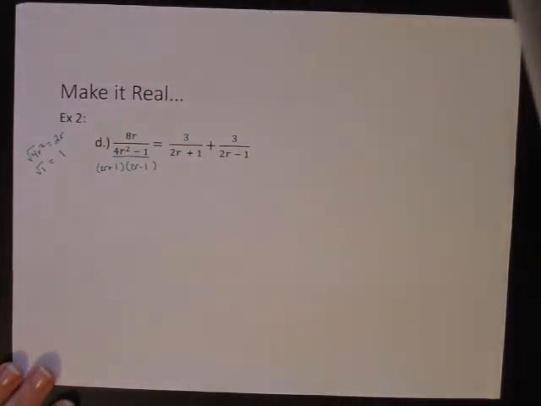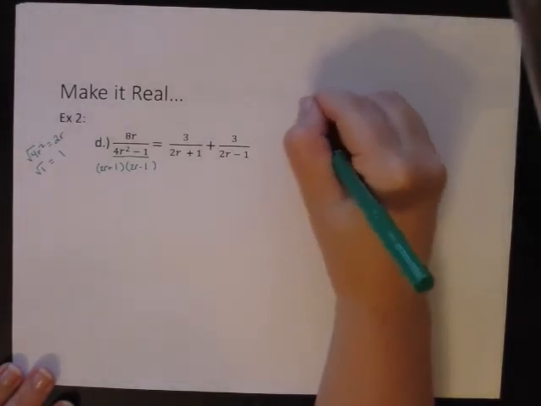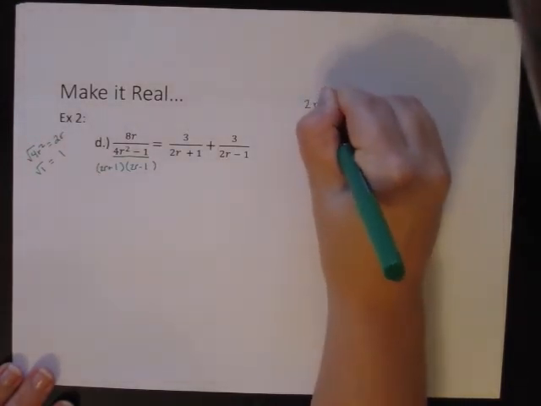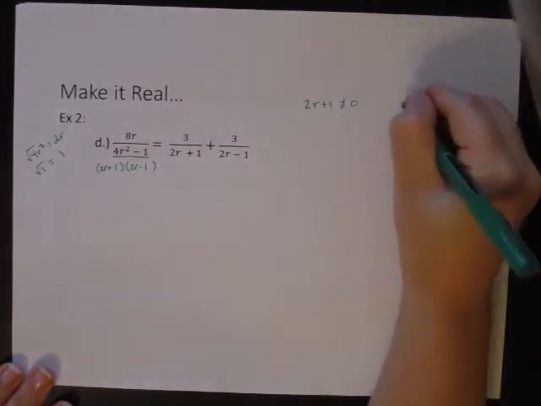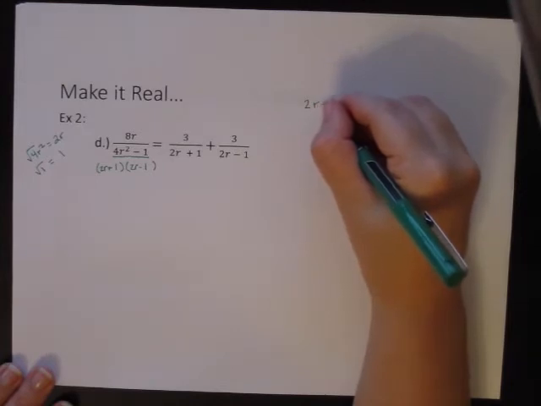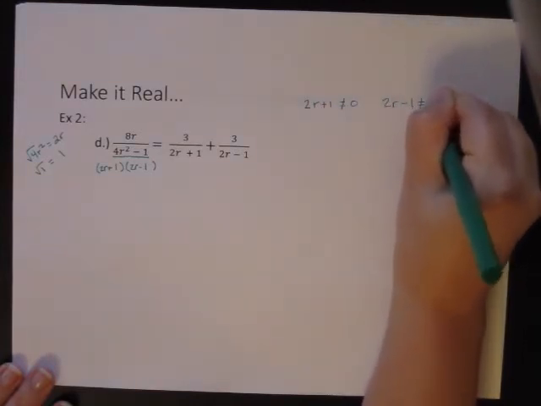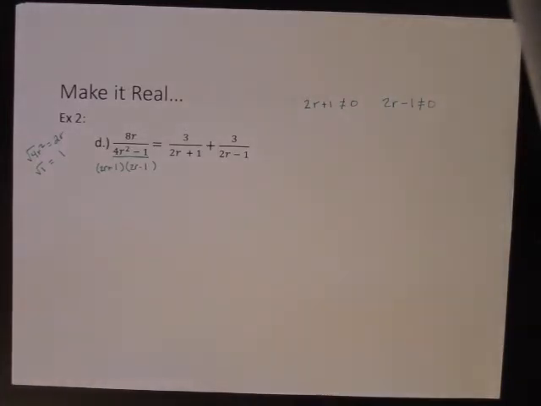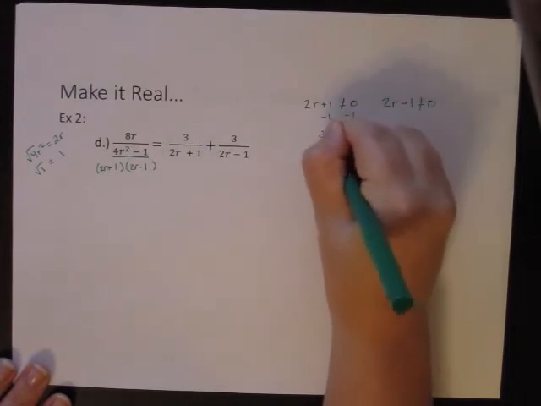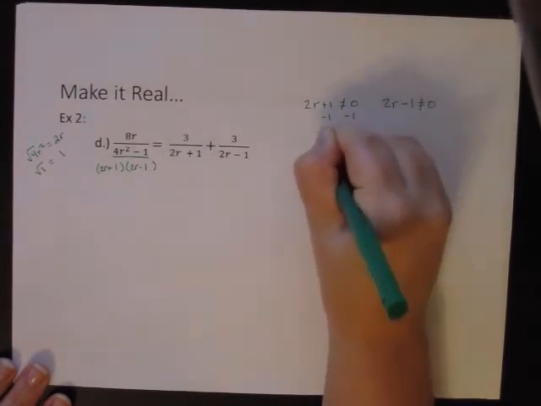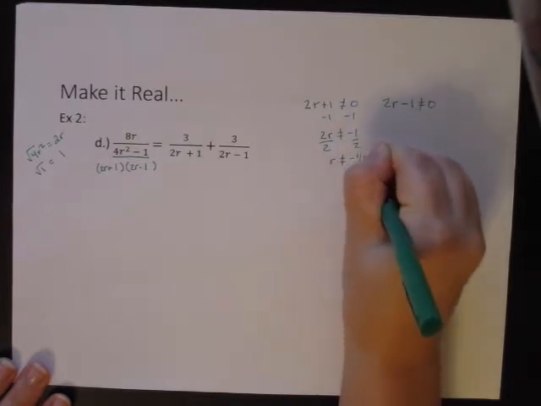Okay? So now I can do step 1, and I have to figure out where it's undefined. So I take each factor that's different, and I set it not equal to 0. So I've got 2r plus 1 and 2r minus 1 cannot equal 0. And now I just have to solve for r. For this first one, I'll subtract 1 on both sides, so I've got 2r cannot equal -1. Then I divide by 2, so r cannot equal -1/2.